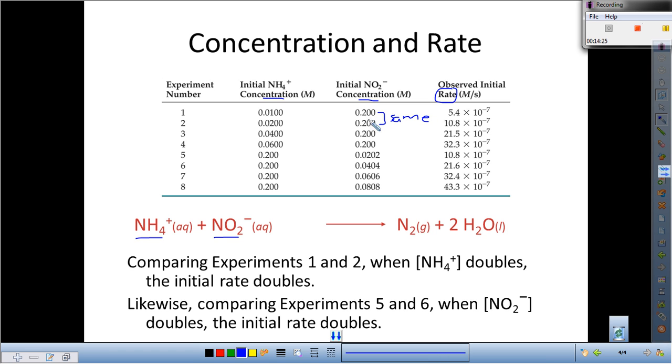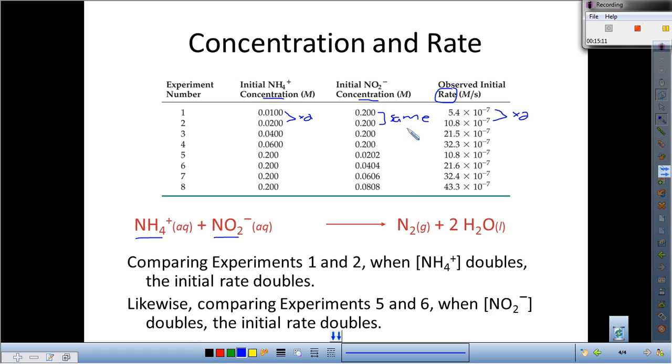So here's what we're going to do. If we hold this concentration the same, we're going to look at what we do to the concentration of the ammonium. What did we do to the concentration of the ammonium? Well, we doubled it, right? Because it was 0.1, now it's 0.2, that's double the concentration. Then we go look at our rate and see what happens. If you look at our rate, it was 5.4 and now it's 10.8, which means our rate doubled.